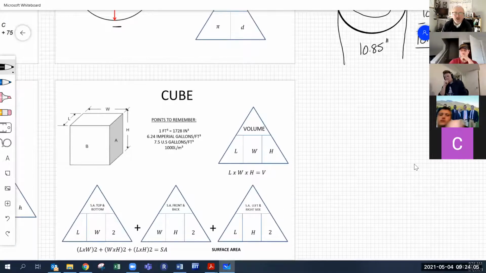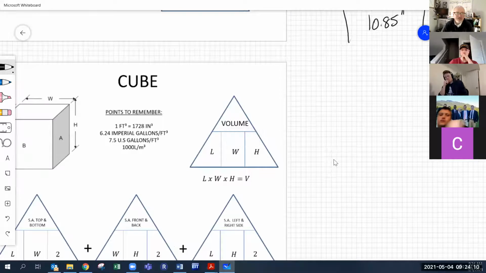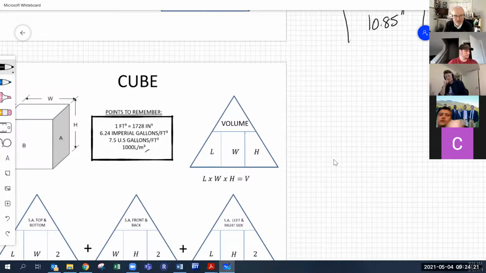Now, these formula triangles are pretty good. I like them because they have on here points to remember. We already know there's 1,000 liters per cubic meter. There's 7.5 US gallons per cubic foot. I never talked about that. And then 6.24 gallons per cubic foot.